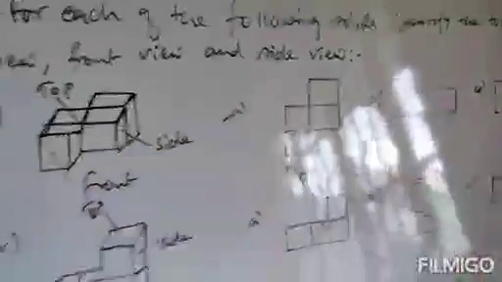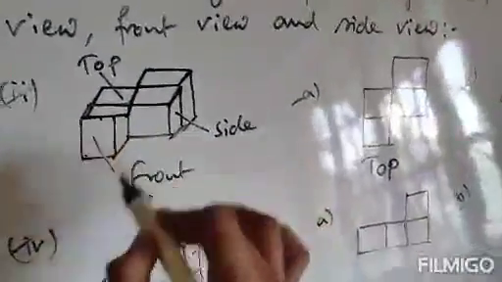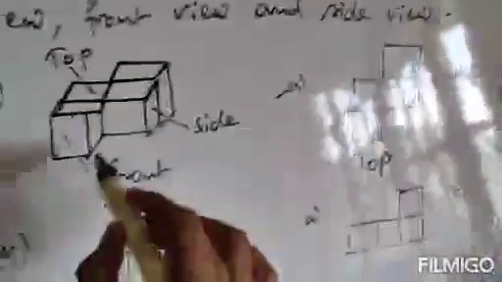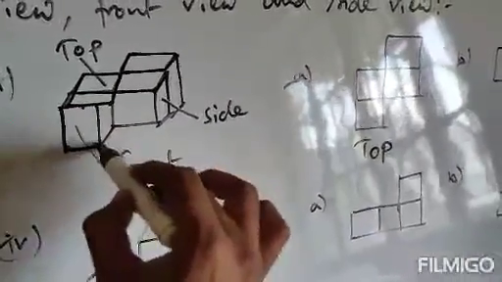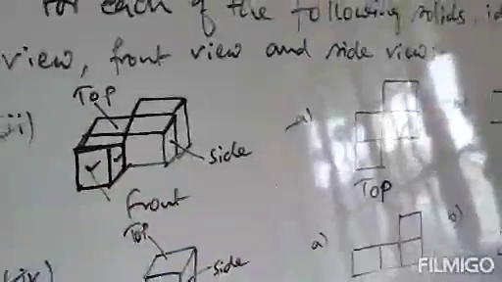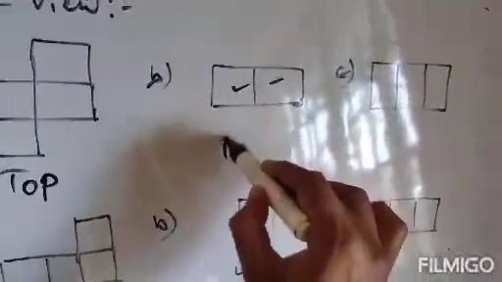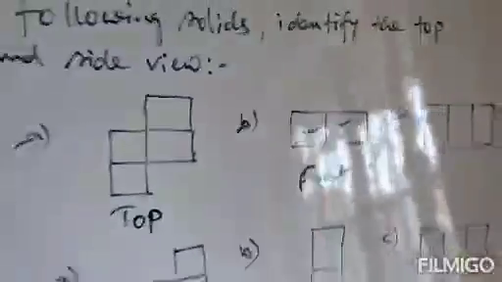Next, this portion is your front view. That will be the front view, because see, the front view is this. That means 2 squares are there in the front view. See the option, 2 squares are given. So this is the front view.